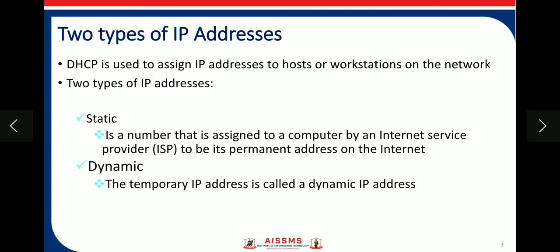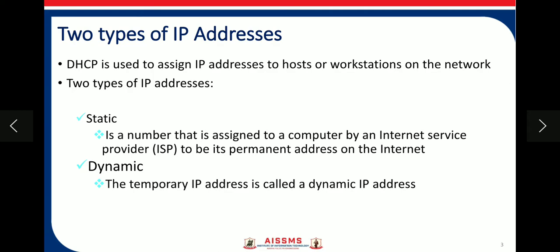So, the motivations for DHCP. Configuration parameters for the network host are the IP address, routers, subnet mask and others. It uses two types of IP addresses, to assign the IP addresses to the hosts for the workstations on the network.